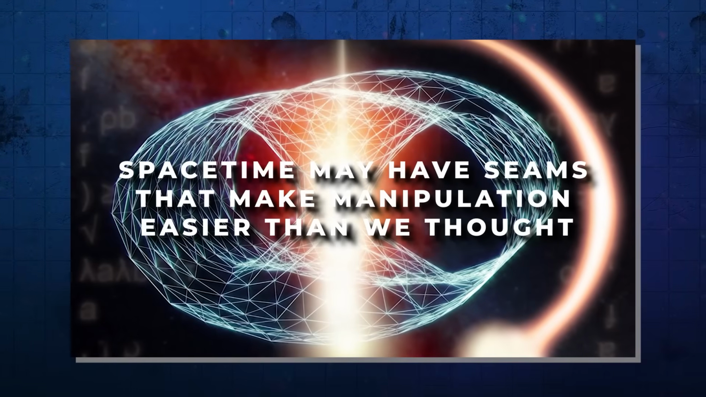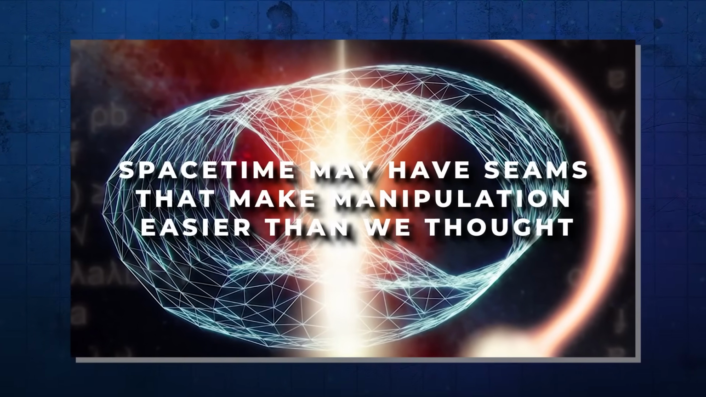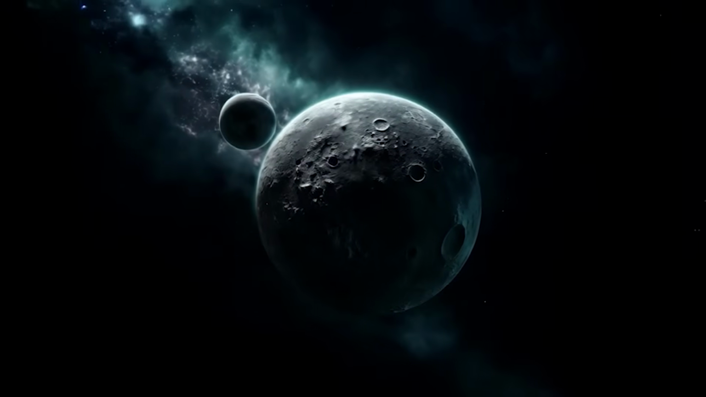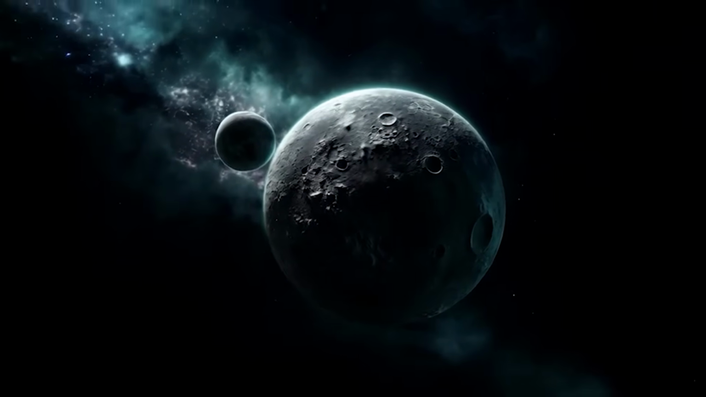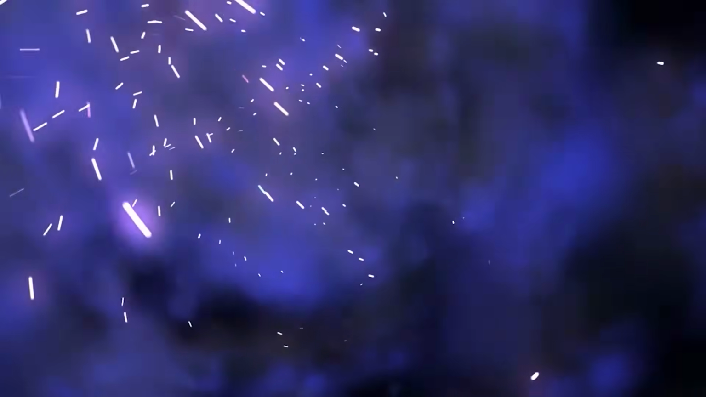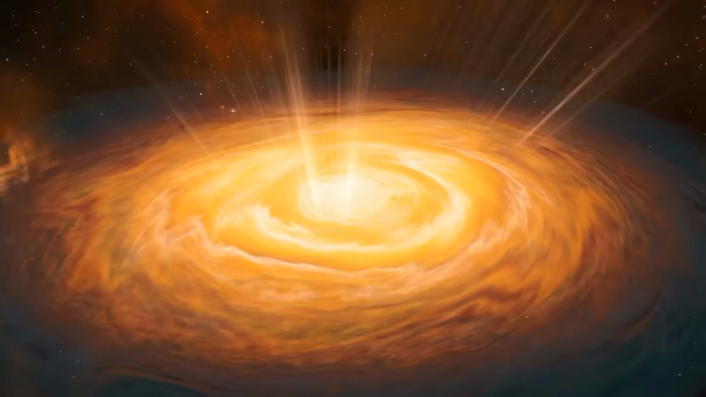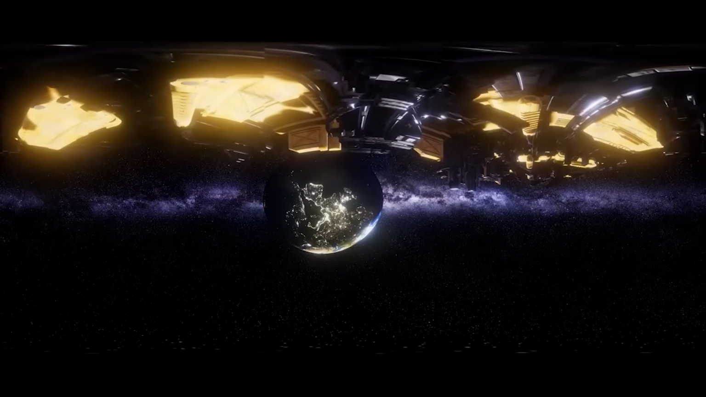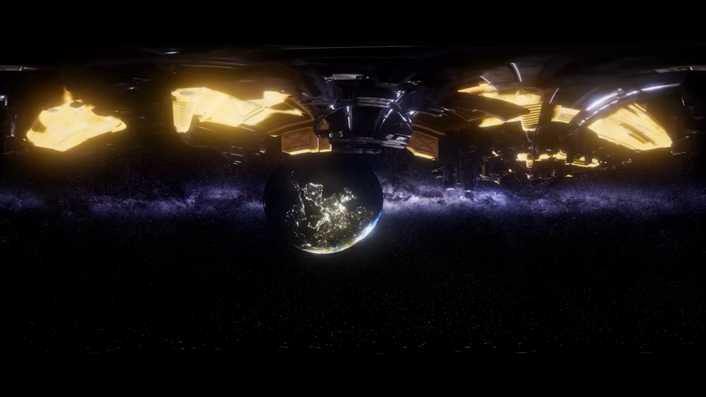Spacetime may have seams that make manipulation easier than we thought. The picture of spacetime that general relativity presents is of a smooth, continuous four-dimensional manifold. A mathematical object with no gaps, no boundaries, no preferred points, and no underlying structure finer than the macroscopic curvature produced by matter and energy. This is an extraordinarily successful model.